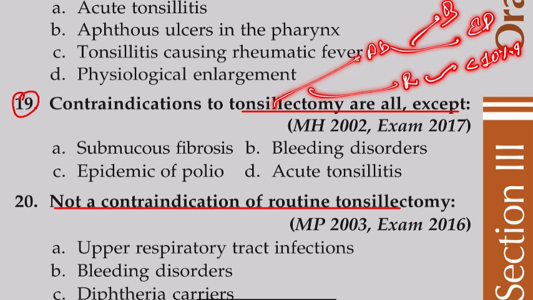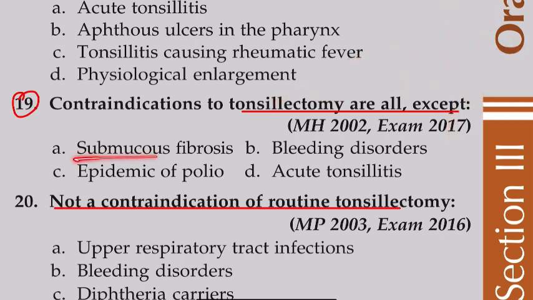Similarly, acute upper respiratory tract infection, right? Similarly, what we have? Children under 3 years of age, right? And then what we have? Tonsillectomy is avoided during the period of menses. That is relative. So contraindication, that is submucosal fibrosis, is it? No, it is not contraindicated in submucosal fibrosis. Bleeding disorder, yes, it is. Bleeding disorder is what? It is relative contraindication, right? No, it is absolute contraindication.